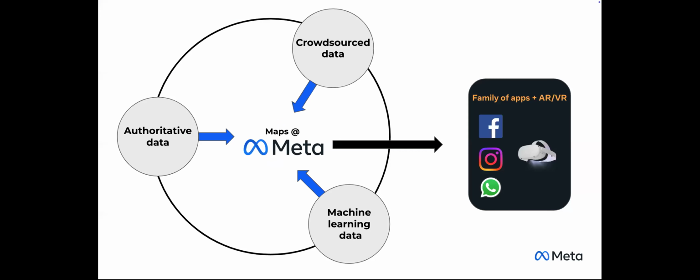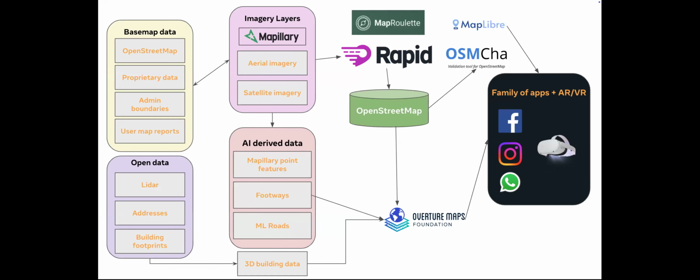If we can go to the next slide, we use authoritative data, crowdsourced data, and machine learning data, and then conflate all of this data, put it on top of OSM data, and surface it on our family of apps and AR, VR products. This is quite a simplistic approach. If you want to go more complicated, you can see the different components of our map data sources.